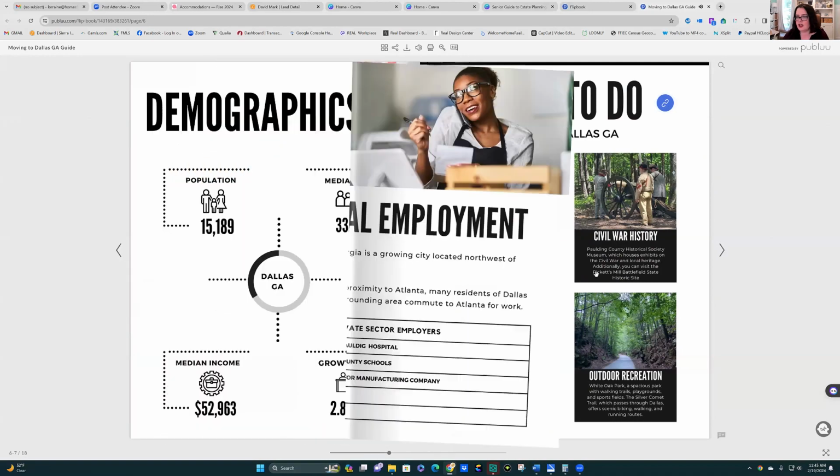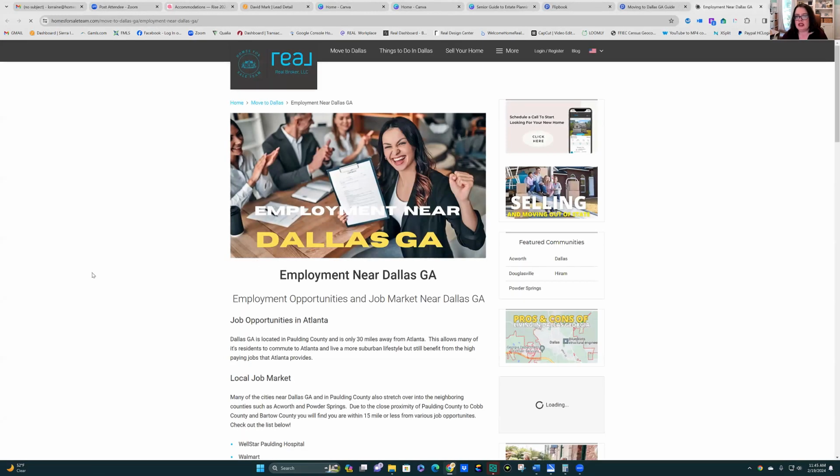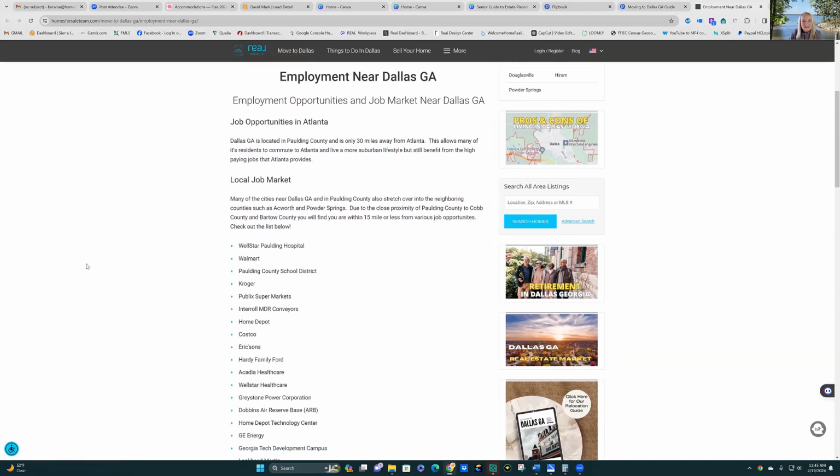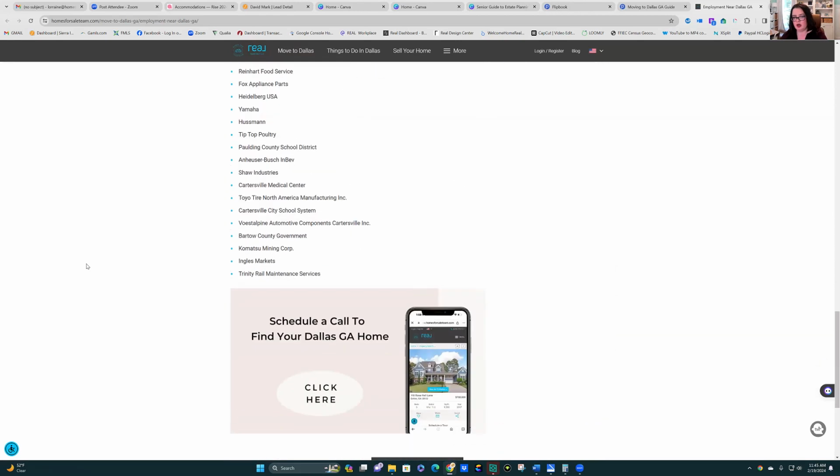And then right here, I have a link. And when you come here, you'll see it comes to my website. And this is more detailed about employment near Dallas. And these are a lot of our employers.